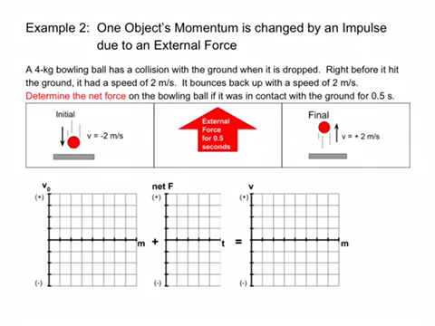Okay, so let's start off by diagramming what the problem gives us. Our system is just the bowling ball. Since it has a mass of 4 kilograms and is traveling downwards, I'm going to establish this base of 4 kilograms and label it as such. Our ball is traveling downwards in the beginning, so my rectangle is going to be here, because it's initially traveling negative 2 meters per second.